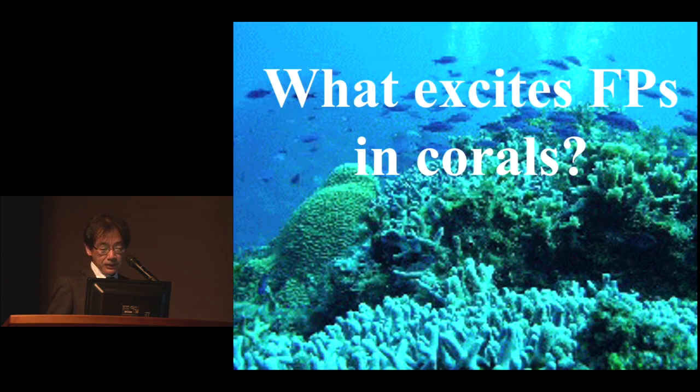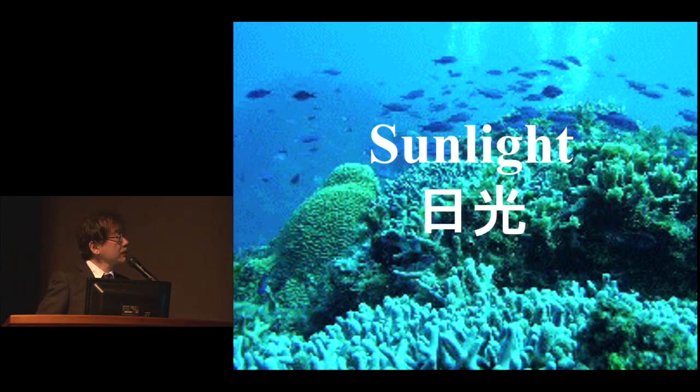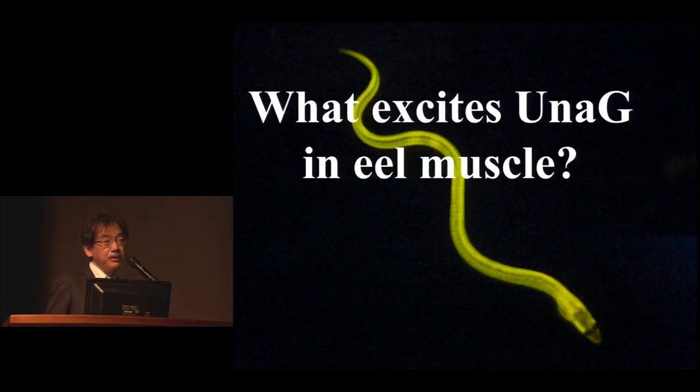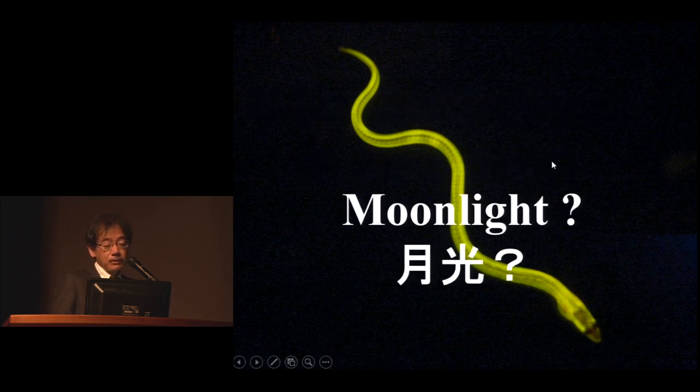Second question: what excites fluorescent proteins in the corals? Sunlight, probably. And I hope you remember the coral-algal symbiosis. The fluorescent protein may protect dinoflagellates from UV light, but that's only a hypothesis. Number 3: what excites unagi in eel muscle? Well, the moonlight may do it, but we haven't the slightest idea why.